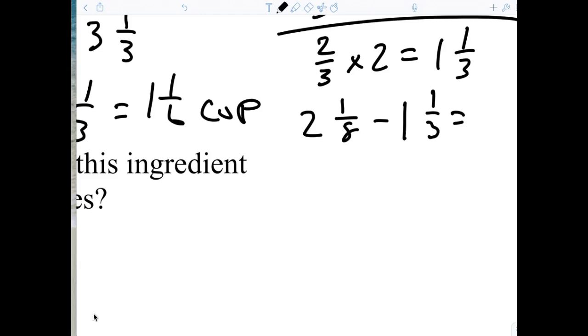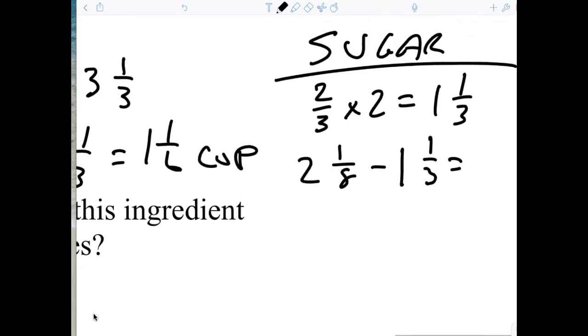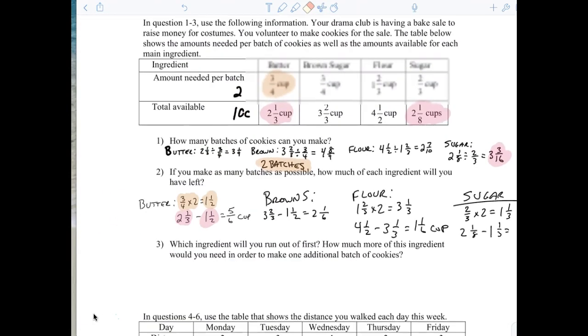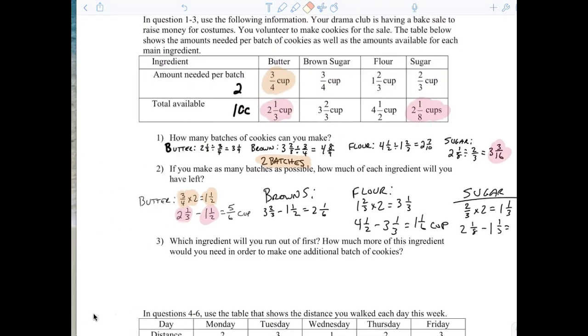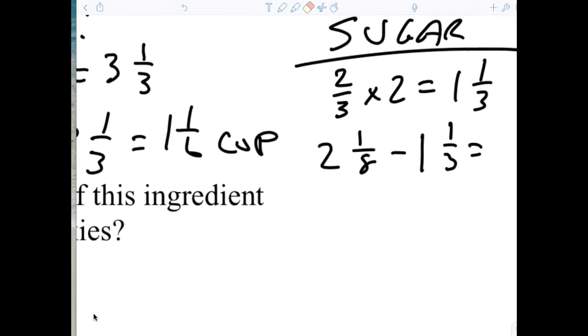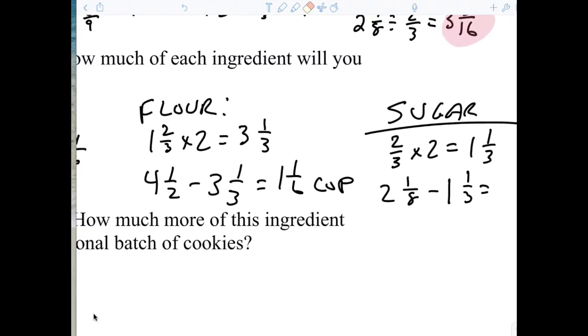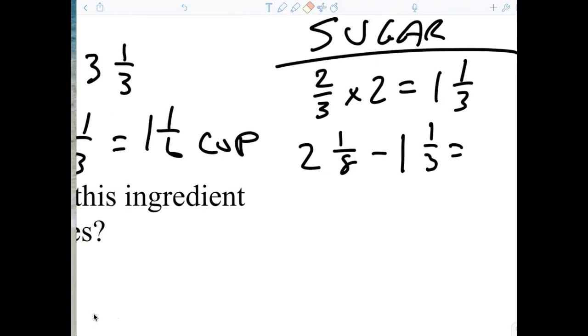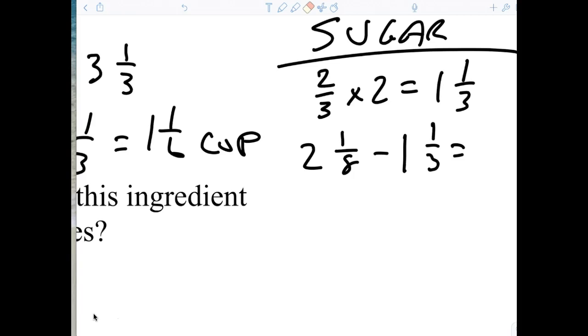Oh wait, did I put 1/8 here? Yeah. I should have... hold on a second, I may have written that down. Sugar, 2/3 times 2. Oh, no, that's right. 2 1/8. I'm sorry. So do 2 1/8 minus 1 1/3. What does it say? Yeah, 19 over 24. Anybody else get 19 over 24?